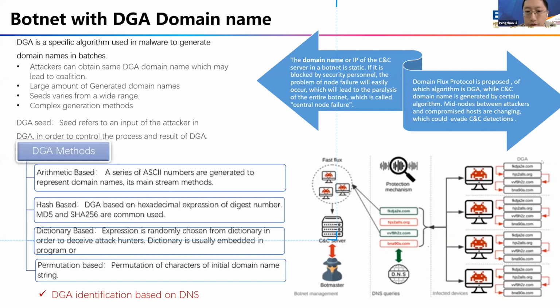The domain flux protocol is proposed, of which the algorithm is DGA, while the C2 domain name is generated by a certain algorithm. Mid-nodes between attackers and the compromised host are changing, which could evade C2 detection. DGA identification based on DNS is required for botnet event hunting.